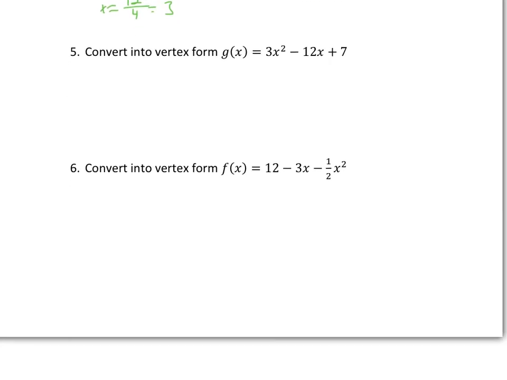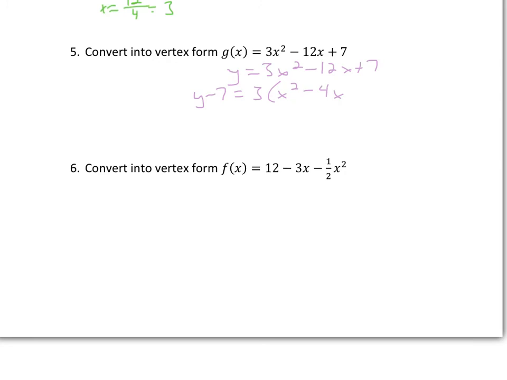All right, now these are going to be like bonus problems, okay? If you need to convert these into vertex form, you need to complete the square in order to do so. So I need to first plug in y for g of x. Now we're going to move the 7 over, and then we need to complete the square and factor out the 3. So we get y minus 7 equals 3 times x squared minus 4x. Okay, now here's where we complete the square.